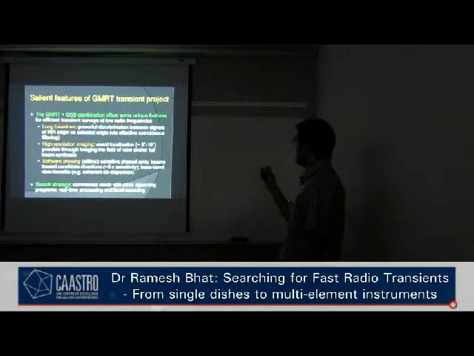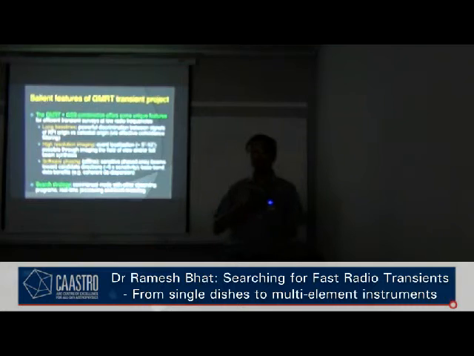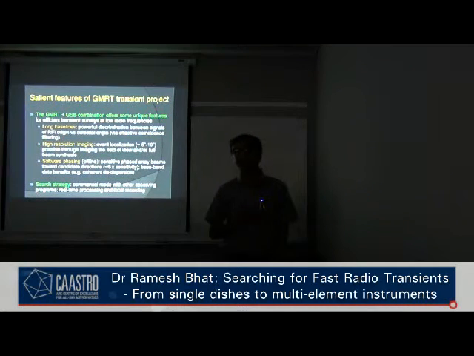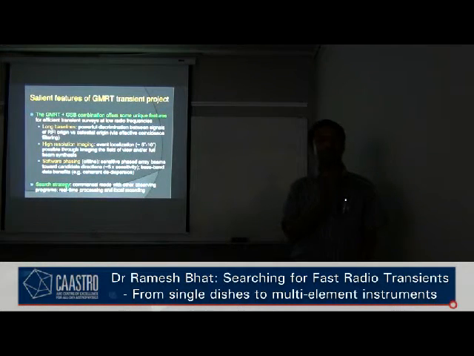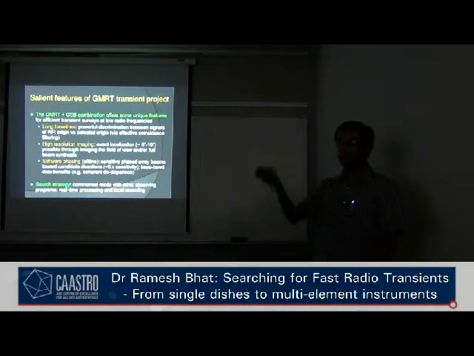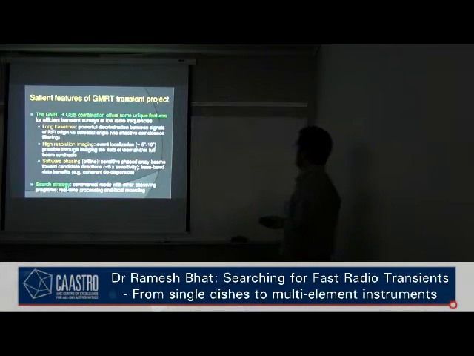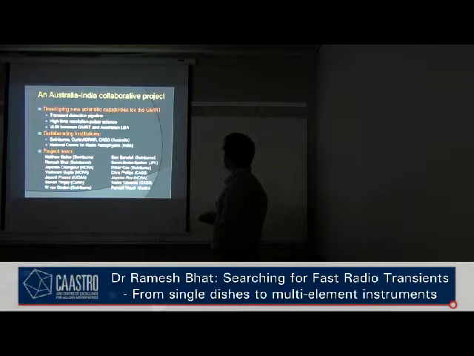Like I said, GMRT gives you a few square degrees field of view, and it is not an instrument meant for big surveys of this sort. So you just have a strategy that, alongside whatever observations are going on, you collect the data and keep looking for transients, pretty much similar to the way VLBA-based transient exploration is working.